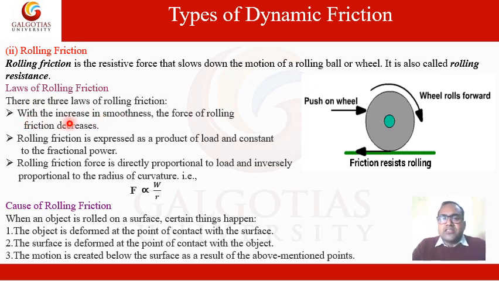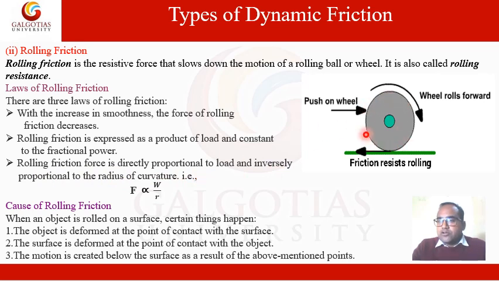The first one is that with an increase in smoothness, the force of rolling friction decreases. On this surface, this round-shaped object, or rolling ball, is trying to roll. If this surface is smooth, the frictional force decreases. The next law is that rolling friction is expressed as the product of load and a constant of the frictional power. The third law is that rolling friction force is directly proportional to the load and inversely proportional to the radius of curvature.